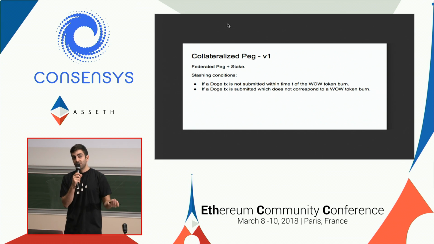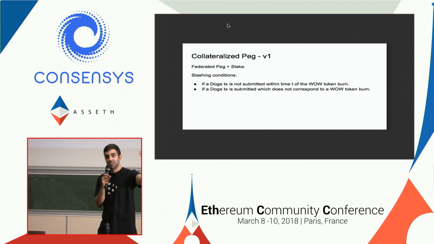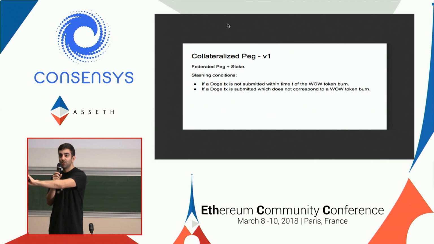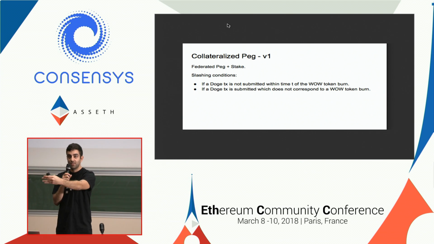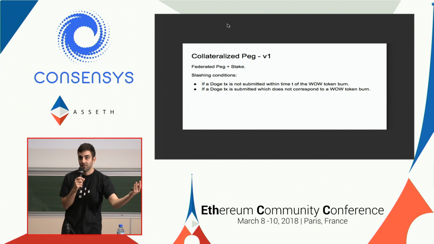And also, in addition to that, if anyone ever proves that a transaction was sent from this Doge multi-sig somewhere without a corresponding WOW token burn beforehand, you can also slash the operators, because basically they've gone rogue and they're spending the coins themselves.